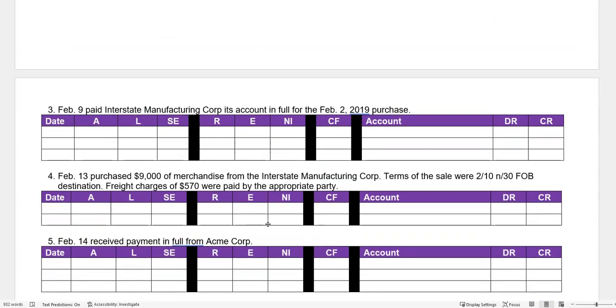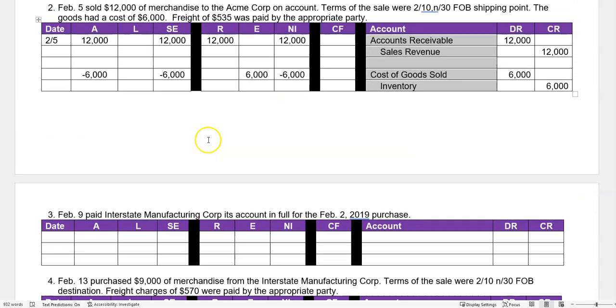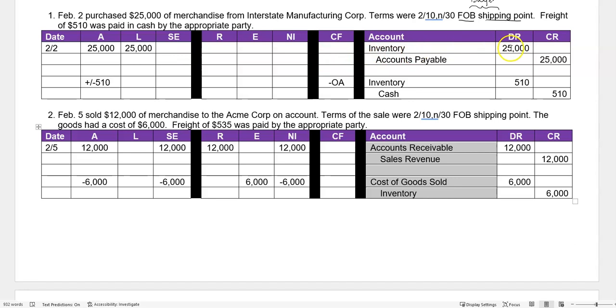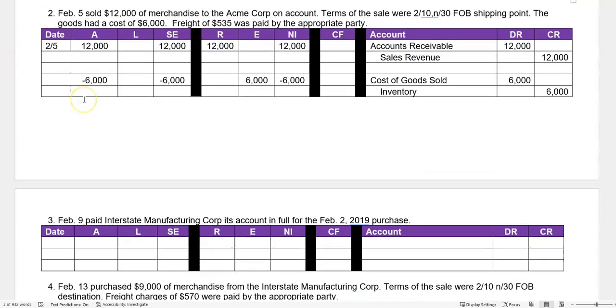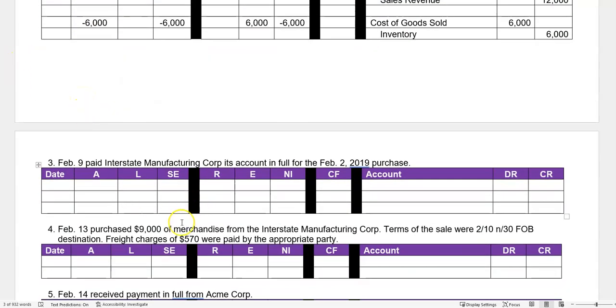Looking at the next one, on February 9th, we paid Interstate Manufacturing its account in full for the February 2nd purchase. So back up here, remember we bought $25,000. Notice the terms. Terms were 2/10, n/30. So what are we going to do there? Well, we are going to pay our account in full, but we're not going to send them $25,000 in cash. We're going to get a discount of 2% because we are within 10 days of that purchase. So on the 9th, when we go to pay this, we're only on day 7. So we're going to get a discount.